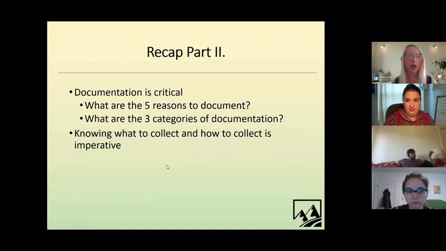And who's going to document? Everybody. What are we documenting? Absolutely everything we possibly can. Knowing what to collect and how to do that is the most important piece.